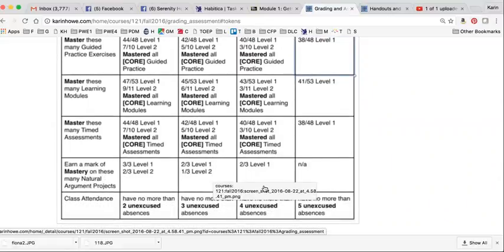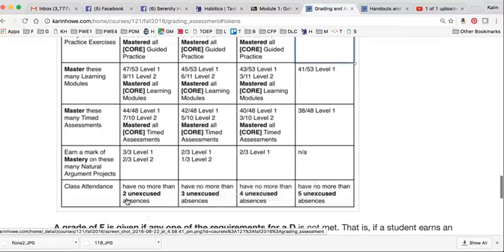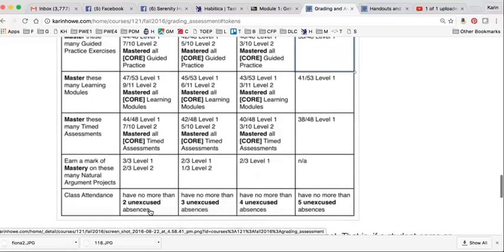And so forth. I said class attendance factors in. So to get an A, you must have no more than 2 unexcused absences. B, no more than 3. C, no more than 4. And D, no more than 5. And as I said, you can use tokens to forgive an unexcused absence.